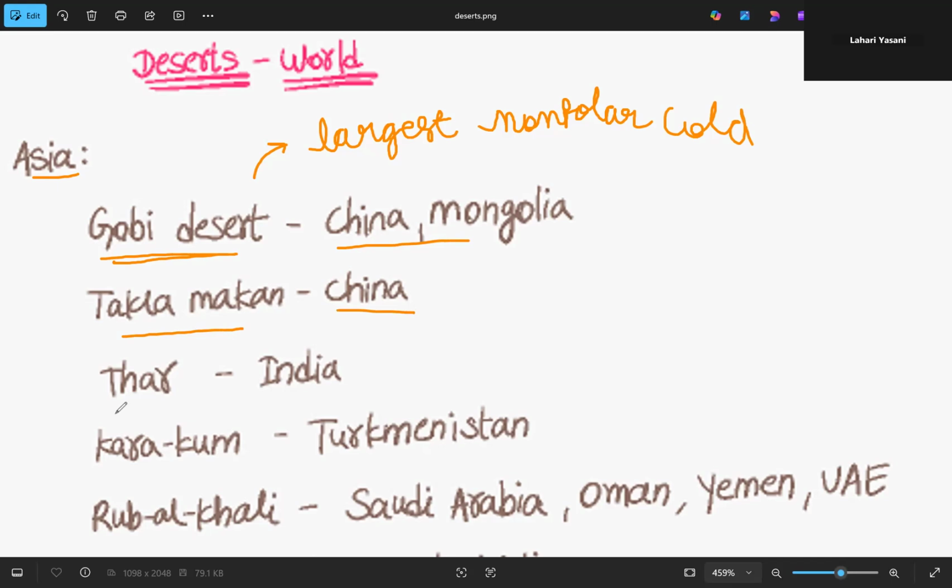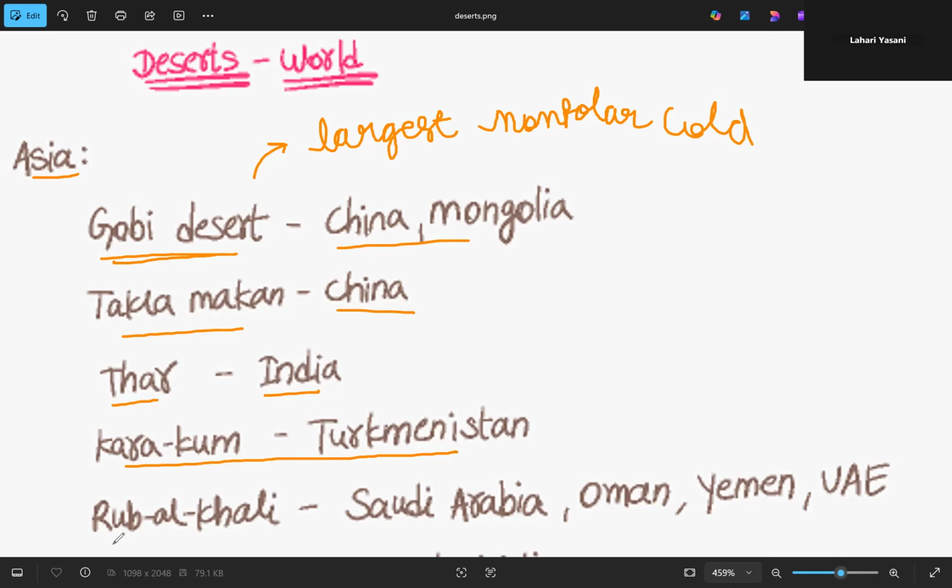The next one is Thar Desert. So we know that Thar Desert is a hot desert which is situated in our country, that is India. And the next one is Karakum. Karakum Desert is in Turkmenistan.